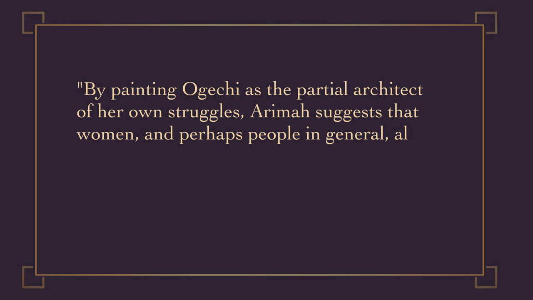Let's take a look at how this might play out in our particular example by connecting the theme that this thesis is interested in thinking about with that same theme as it resonates with the world that we all live in. And again, notice that we're zooming out progressively from the words on the page that anyone with eyes can see to broader and broader circles of significance. For instance, we might revise our thesis along the following lines. By painting Ogechi as the partial architect of her own struggles, Arima suggests that women, and perhaps people in general, always have agency, even in the most challenging circumstances.